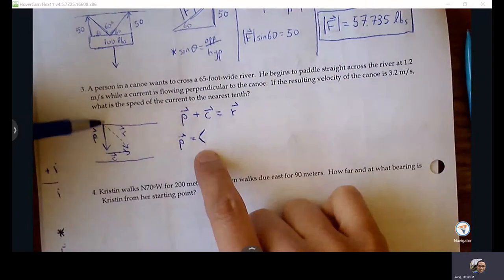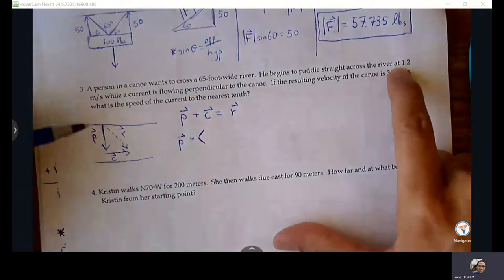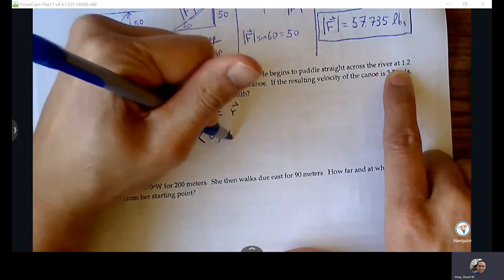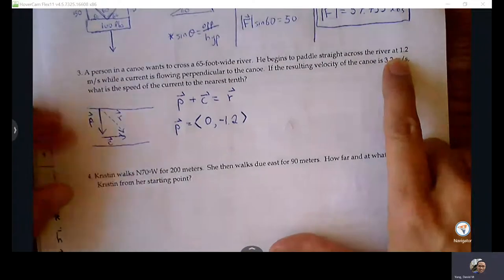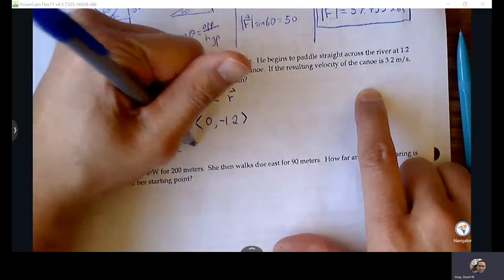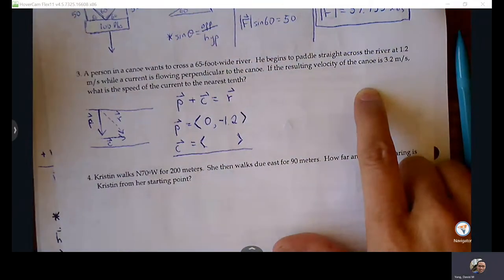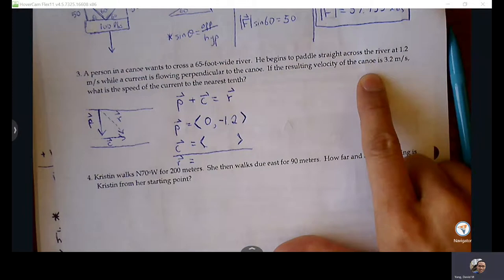Okay. So here, he's paddling across at 1.2 meters per second. So that's a vertical component. I'm going to say this is 0 and negative 1.2, just to match the diagram I've created. Okay, now the current is the unknown. I don't know anything about the current here. But I do know that the resultant vector is 3.2 meters per second.